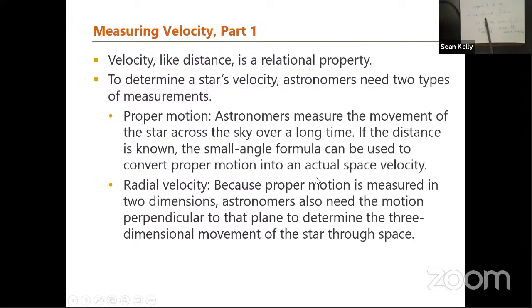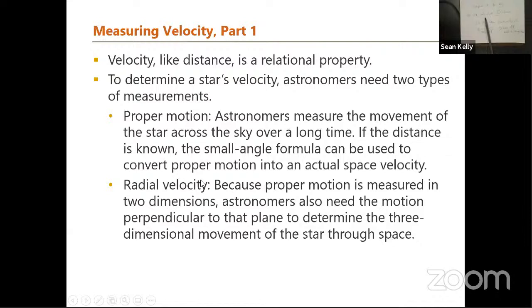So when you talk about the star's motion, we are gonna talk about two different kinds of velocities. One is called the proper motion. And this one measures the movement of a star across the sky over a long time. It's gonna take a while, right? Usually, this is really hard to do, okay? Proper motion is really difficult to measure. But if you see a star moving, you take the distance that it moved divided by the time, and you can get the velocity. Radial velocity means along a radius, which means towards or away from us, right?